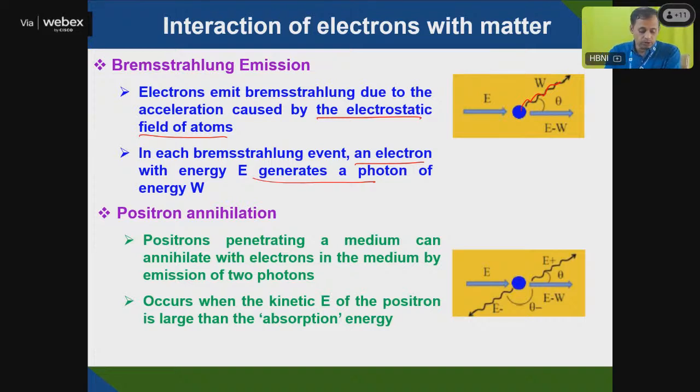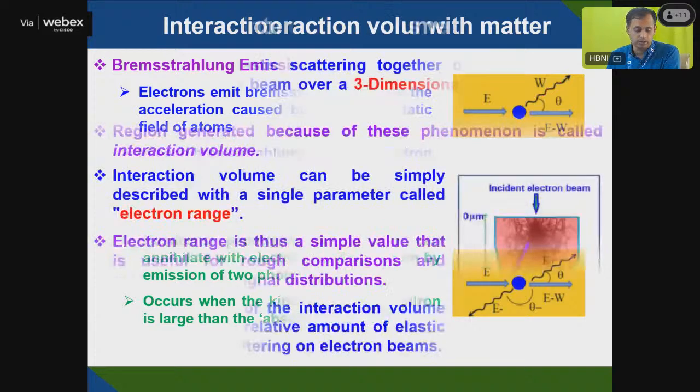And then there is positron annihilation. Here, if you have an electron and a positron, they can come closer and you will get gamma ray photons because of positron annihilation. So a positron penetrating a medium can annihilate with electrons in the medium, and by emission of photons, you see mostly 2 gamma photons here.